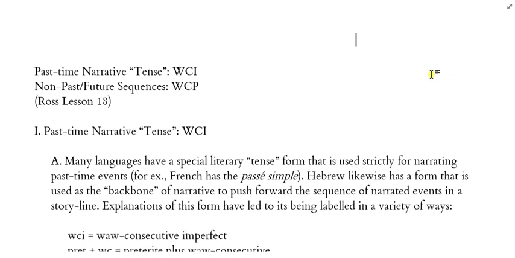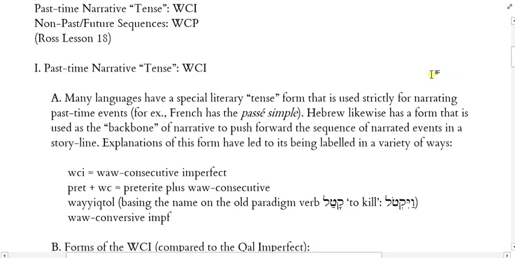So let's walk through my handout here. The first thing that Ross discusses here is the past time narrative tense, and I've labeled this as WCI, and you'll see why here in a second. Many languages have a special literary tense form that they use strictly for narrating events in the past time. For example, if any of you have ever studied French, French has a couple of past tense forms, and they use something called the passé simple for narrating past time events.